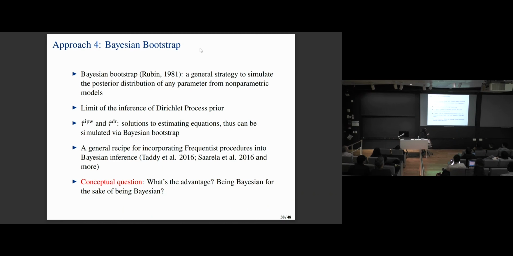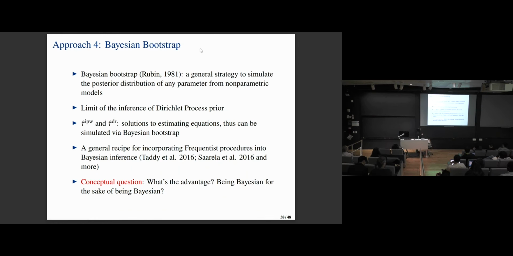It's basically a general strategy, a non-parametric strategy to simulate the posterior distribution of any parameter from a non-parametric model. So if you have a non-parametric procedure, you can use it. It's essentially a reweighting. You're doing bootstrap, but you're reweighting. You don't need to know the details, just that this is a general strategy, because you can prove that it turns out to be the limit of the inference of a Dirichlet process prior.